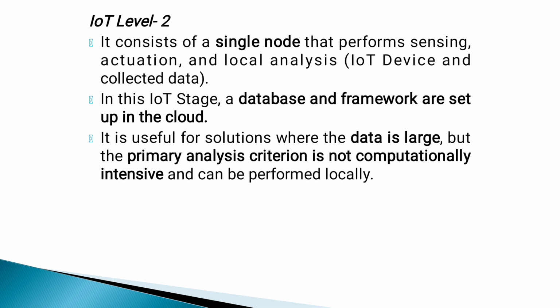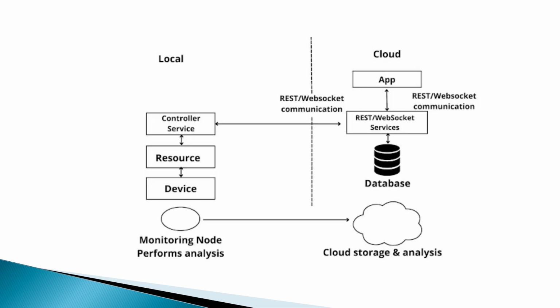Next, IoT level 2. It consists of a single node that performs sensing, actuation and local analysis. In this IoT level, a database and framework are set up in the cloud. It is useful for solutions where the data is large, but the primary analysis is not computationally intensive and can be performed locally. So this is the diagram for the IoT level 2. Here the local and the cloud are used.